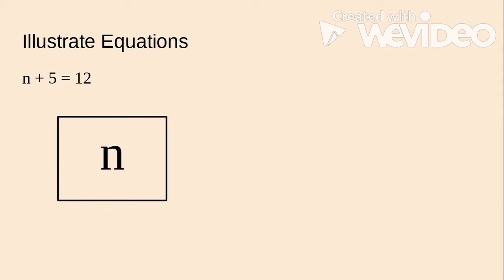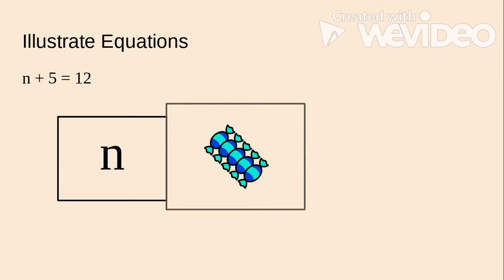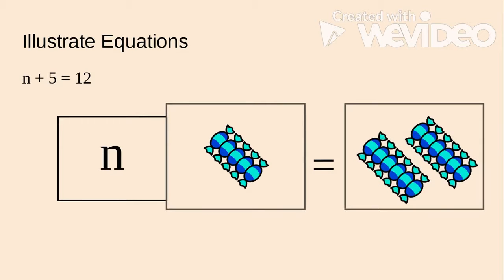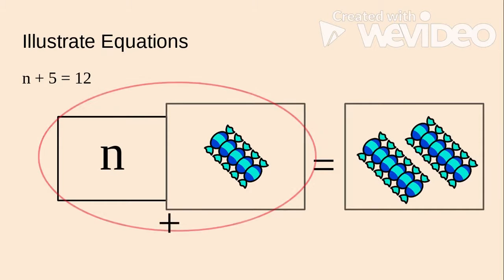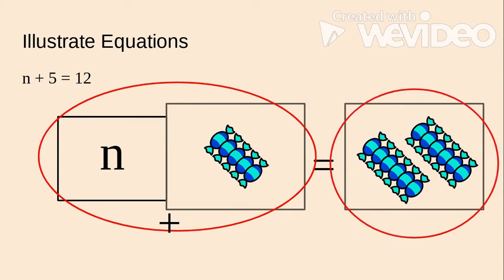So for this one, I have n first, n plus 5 pieces of candy. And the n and the 5 pieces of candy added together give me 12 pieces of candy. So you can see I have n plus 5 pieces equals 12. Both sides of my equation are the same.